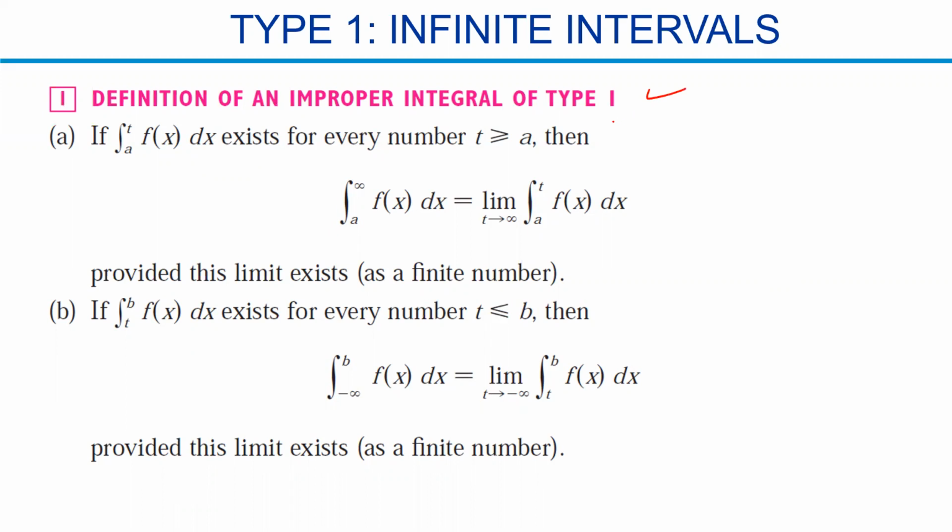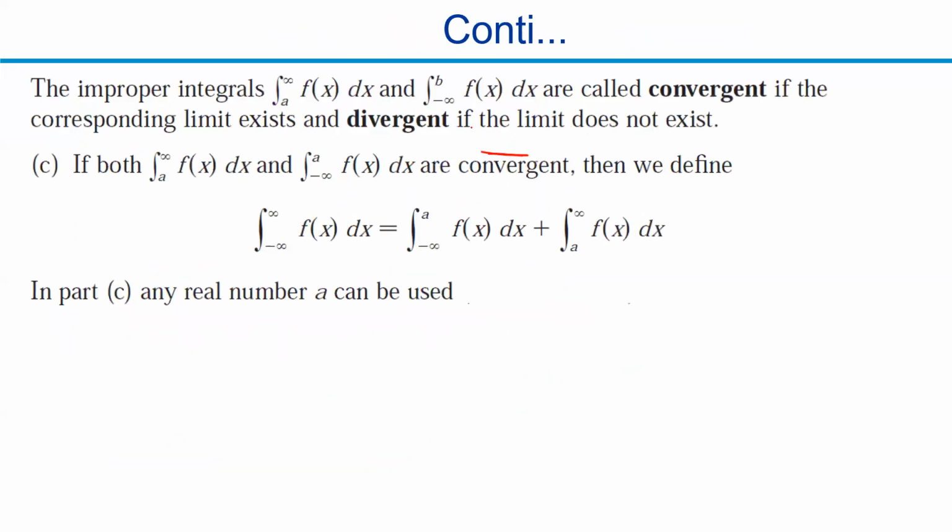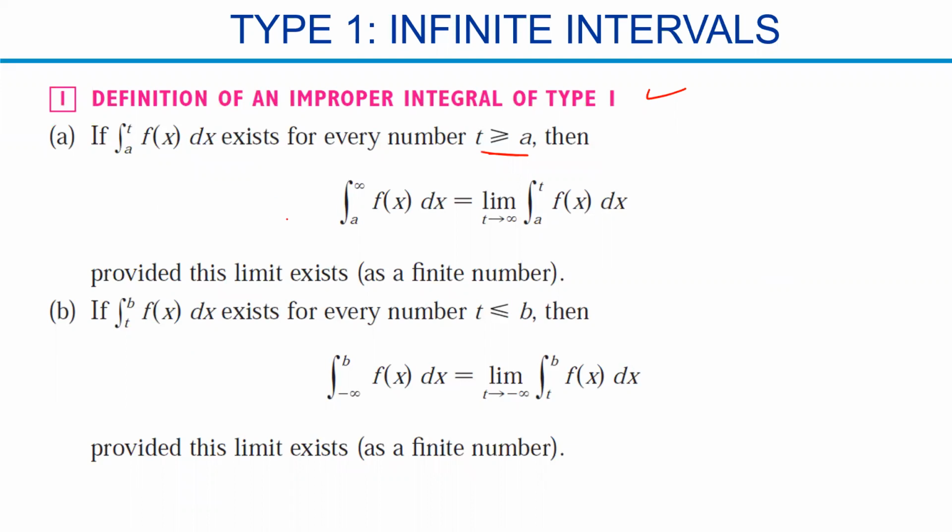These are simple concepts. If the integral from a to t of f of x dx exists for every t greater than or equal to a, then the improper integral, which is defined on an unbounded interval, from a up to infinity, where this is an infinite interval, is simply evaluated as follows.